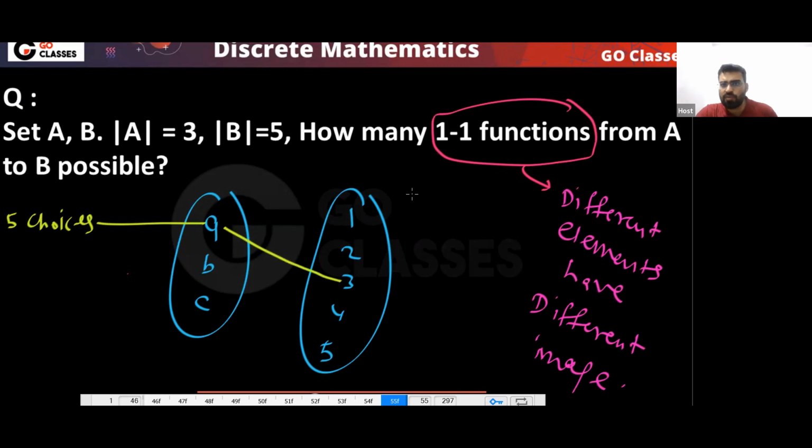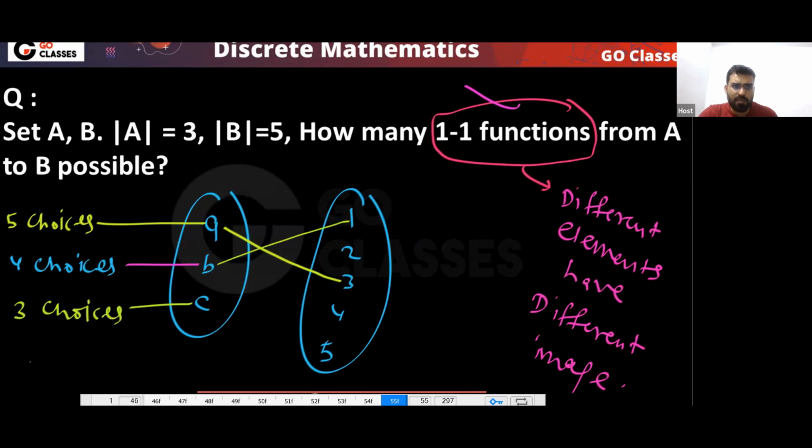Now, because I want a one-to-one function, for B, how many choices do I have? Once this is done, only 4 choices for B, because B cannot map to 3. So B can map to 1. Now C cannot map to 1 and C cannot map to 3, so for C there are 3 choices. We have to map A, B, and C, so finally the answer will be 5 into 4 into 3. Correct? Very simple.